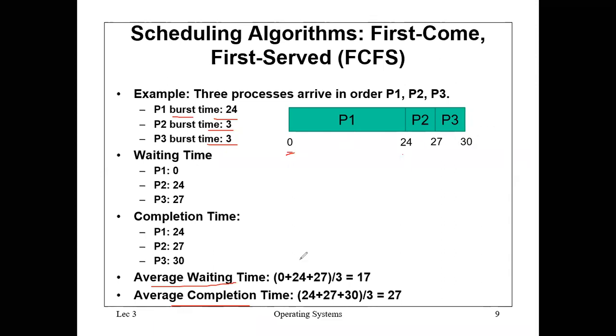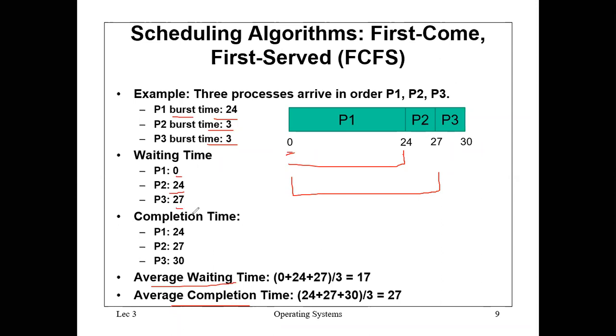Now, waiting time for P1. P1 got the CPU first. He didn't have to wait, so waiting time is 0. P2, on the other hand, came again at the 0 second just after P1, but had to wait for 24 seconds before he got the CPU. So the waiting time for P2 is 24. And the waiting time for P3: he arrived at 0 just after P1 and P2, and he got it at the 27th second. So his waiting time is 27.